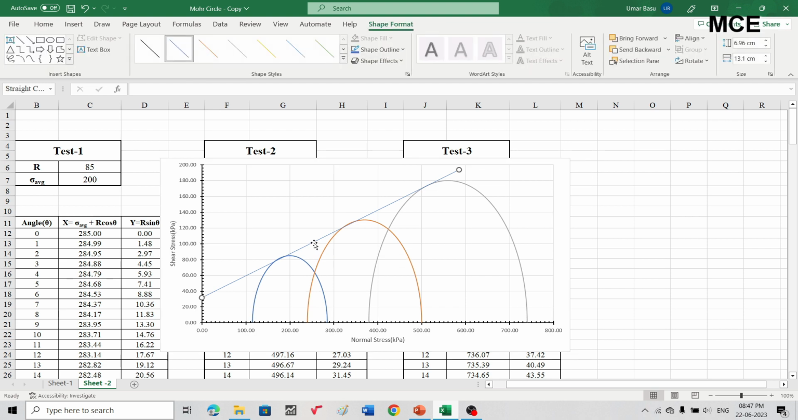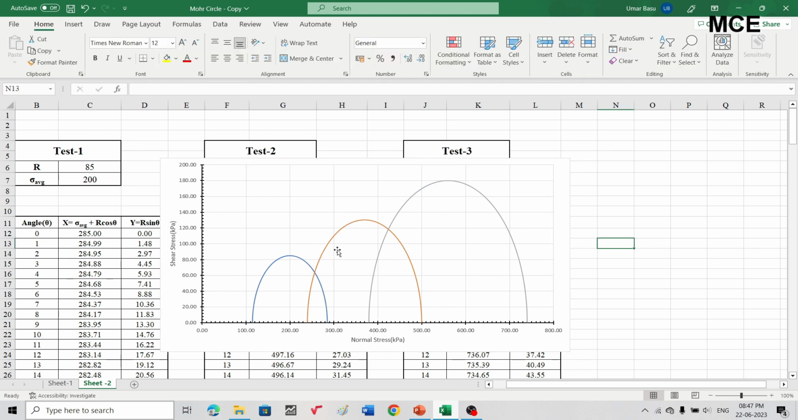So you will delete this line and then you will write the coordinates, that is 0 and 34, which is the coordinate of the first point, and the second point is 540 and 182. So these are the coordinates of the tangent. These are the approximate coordinates. You can change them.